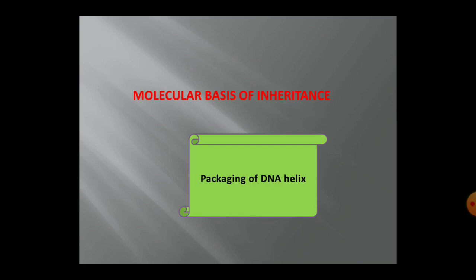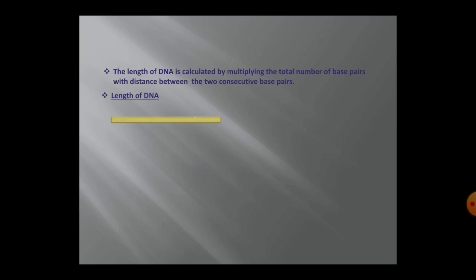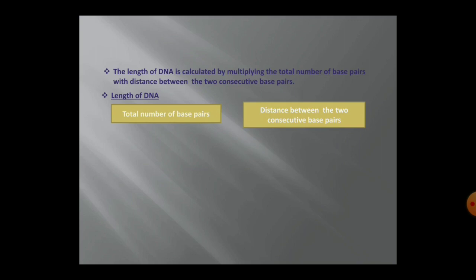Before we move on to the packaging of DNA, first we'll know how we can calculate the length of DNA. Let us find the answer. How can we calculate the length of DNA? It is simple. The length of DNA is calculated by multiplying the total number of base pairs with the distance between two consecutive base pairs. And you already studied the Watson and Crick model of DNA.